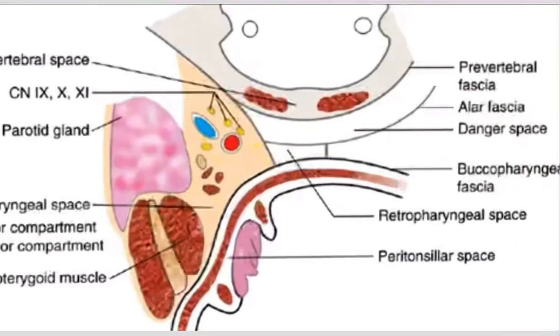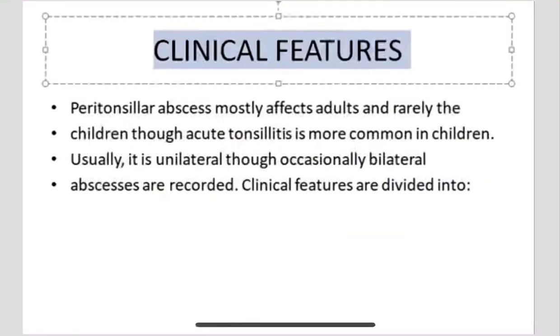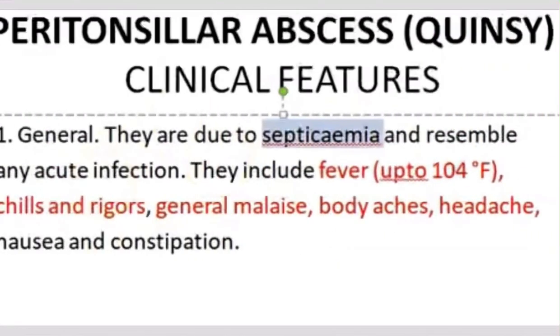Now let us see the clinical features. Peritonsillar abscess mostly affects adults and rarely children, though acute tonsillitis is more common in children. You see, quinsy is formed in adults, whereas acute tonsillitis is more common in children. Usually it is unilateral, so it is one-sided, but occasionally bilateral abscesses are also recorded.